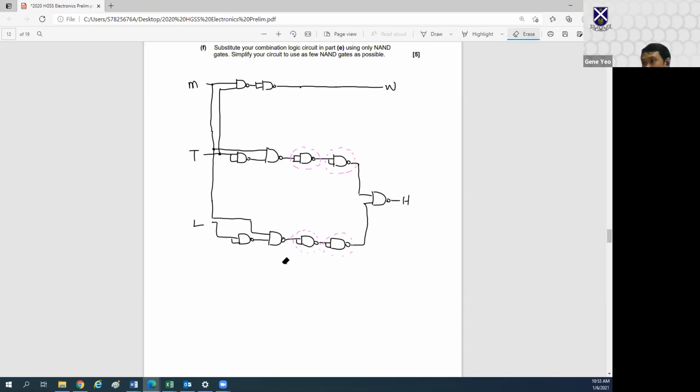So I'm going to erase it here and simplify it on the spot. Since these two are redundant, I can take them away. They cancel each other out. So I can actually replace it with just one line here, like so. This will be my final simplified circuit diagram.